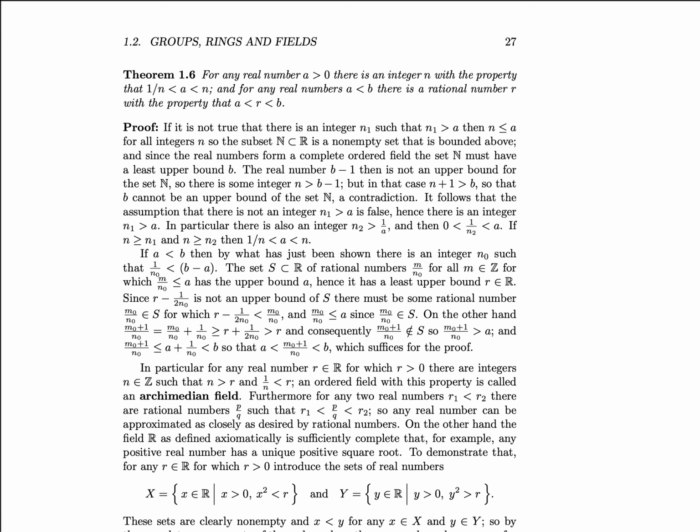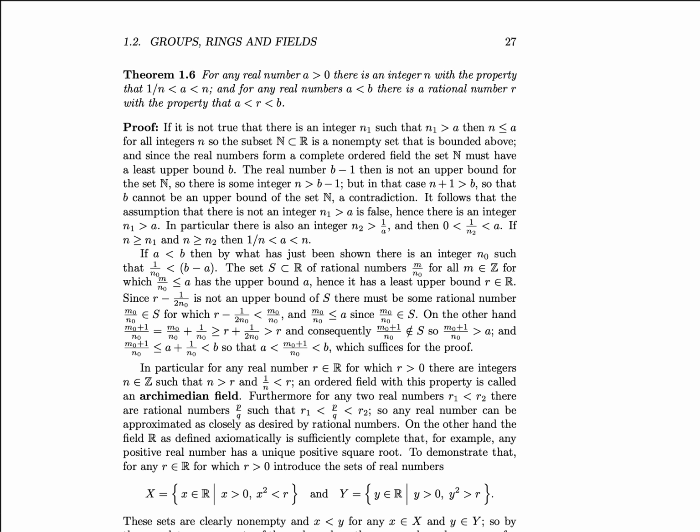If a is less than b, then by what we've just shown, there's an integer n naught such that 1 over n naught is less than b minus a. That is, b minus a is a real number, so we've shown that there's always a rational number less than any real number. The set S, a subset of R, of rational numbers m over n naught for all m in the integers, for which m over n naught is less than or equal to a, has the upper bound of a. Hence, it has the least upper bound r in the real numbers.